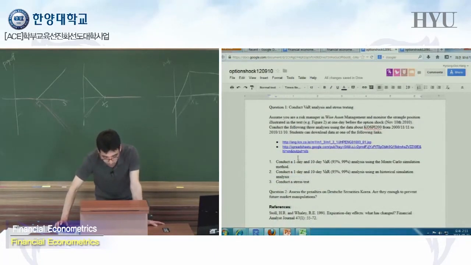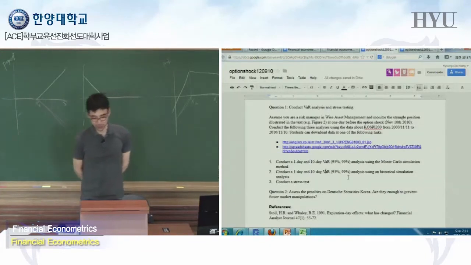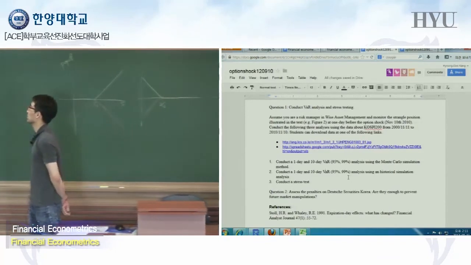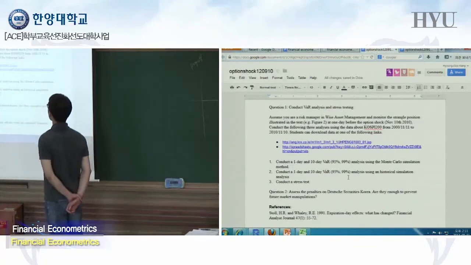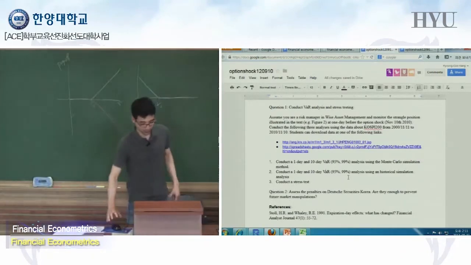And then first, we want to do 1 day and 10 days. Suppose we are interested in 1 day and 10 day value at risk at 95% and 99% using the Monte Carlo simulation method. And second, we want to conduct 1 day and 10 day value at risk analysis using a historical simulation analysis. And third, we want to conduct a stress test. First, since we just learned the historical simulation approach, let's do this one first.